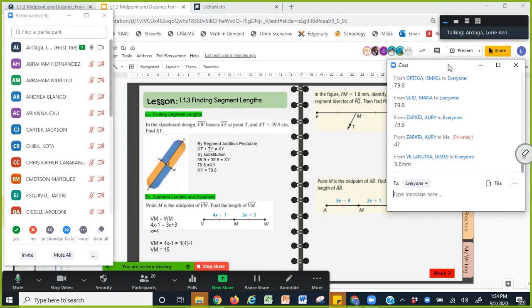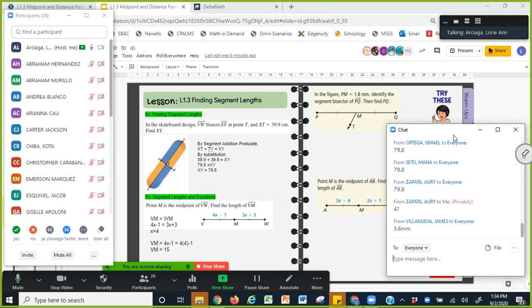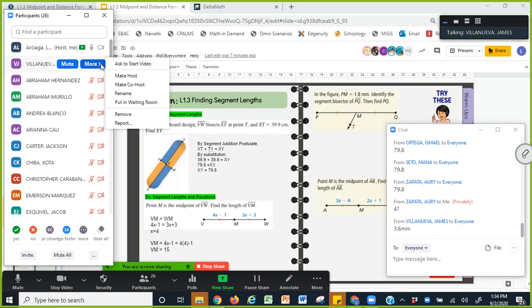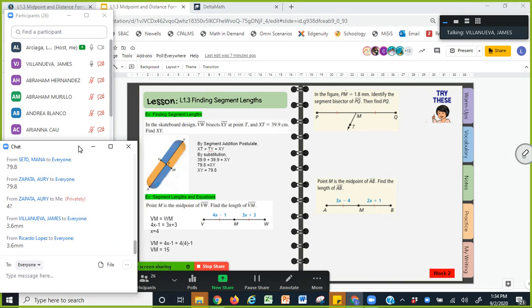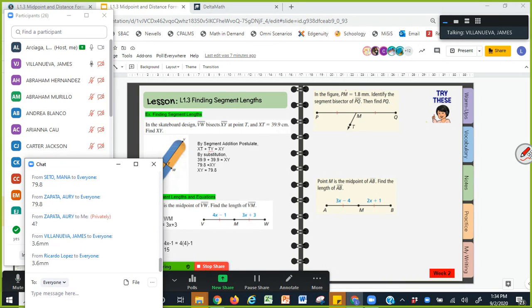James, you wrote 3.6. Would you like to share how you got that? Did you write something on your screen or on a piece of paper? Well, I just did it in my head. Okay, go ahead. Explain, please. So P to M is 1.8 millimeters. The other side, I'm pretty sure it's the same amount. Okay, so you mean MQ? Yes. And if you add those together, that makes 3.6 millimeters. All right. So that's for PQ, right?